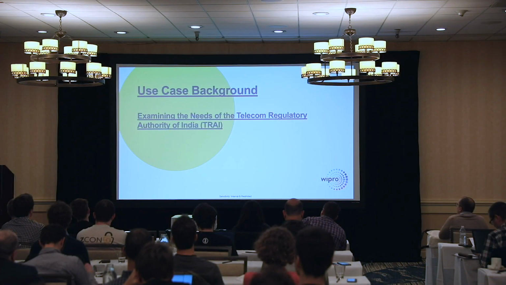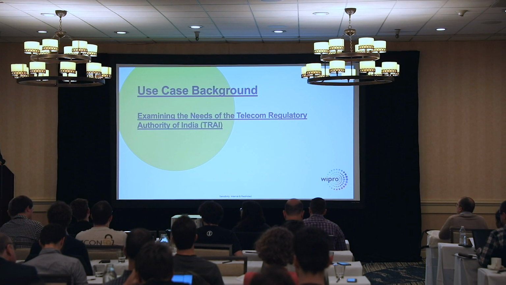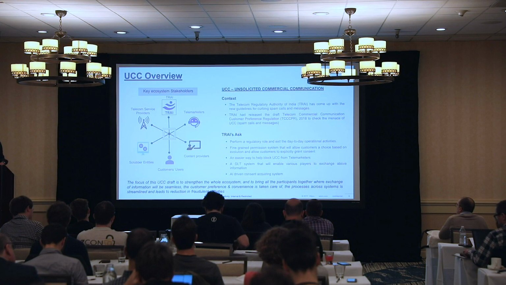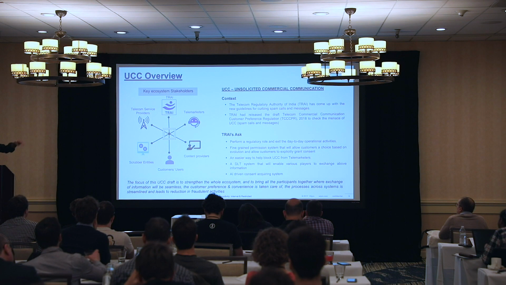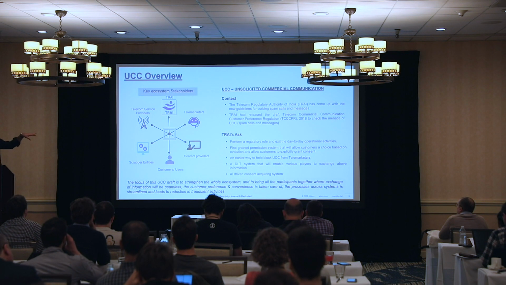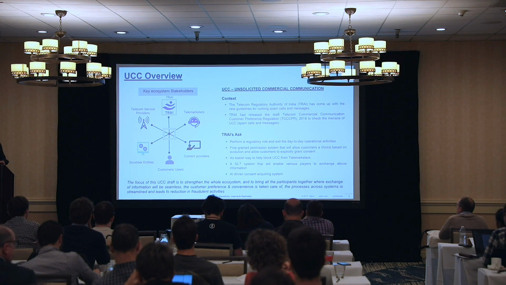So, looking at the actual use case, it's examining the needs of the Telecom Regulatory Authority in India. Here's how their market breaks out. There's content providers and telemarketers, and that's specifically who we're looking at for the most part. How do we make sure that telemarketers and content providers are only reaching out to consumers and people that allow them to or that want to hear from them? And how do we make sure that telecom service providers are storing preferences actively on an ongoing basis?